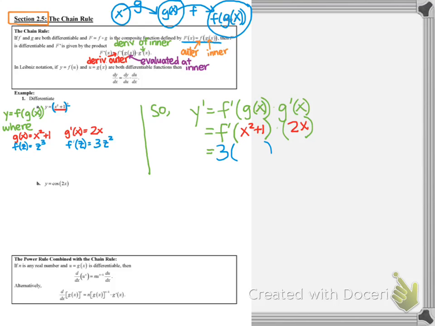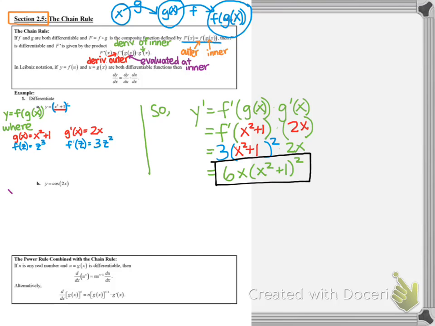When I'm evaluating f prime, I notice that it's 3 times the input squared. The input happens to be x squared plus 1. I still have my 2x on the outside. I simplify, and I get 6x times the quantity x squared plus 1, squared. And this is my derivative utilizing the chain rule.